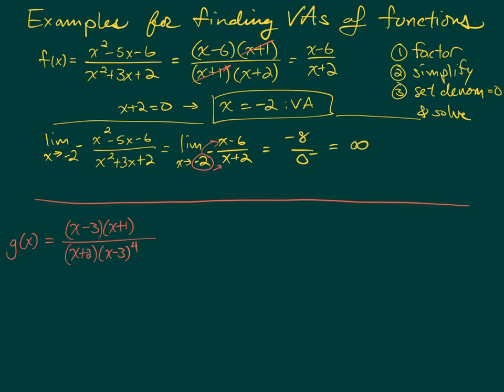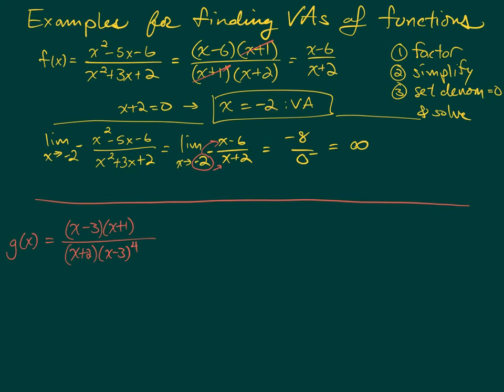So going back and looking at the definition of what a vertical asymptote is, as the limit approaches some value from the left or from the right, or both, if you get an infinity, or negative infinity, then there is a vertical asymptote at that value.